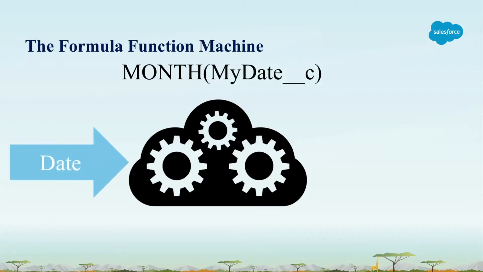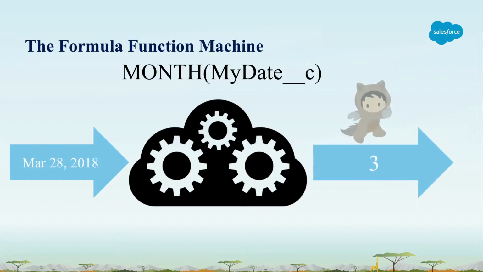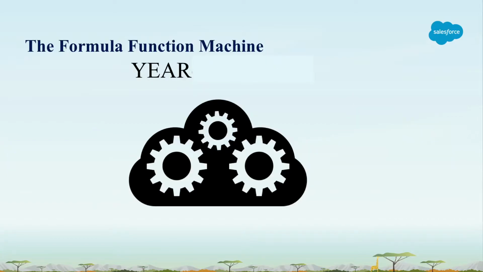A date. Yeah, these are all very similar. You're going to get this. All right, and it gives you a number. So if we give month, March 28, 2018, what are we going to get back? Everybody together? 3. Excellent.